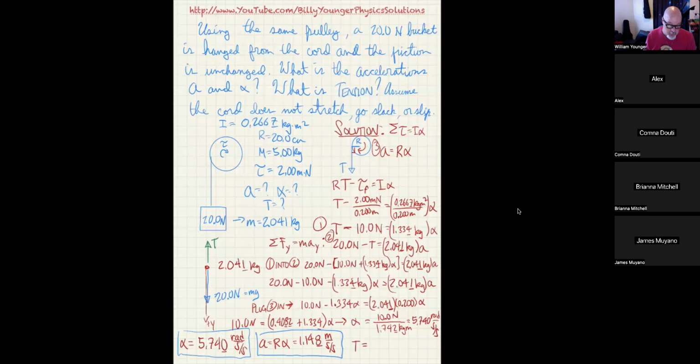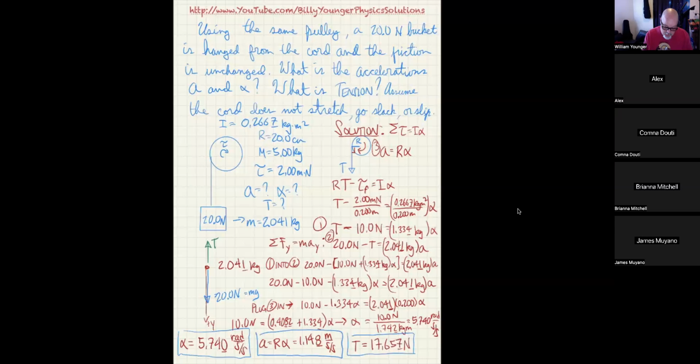That gives me 7.657. Now I'm going to add 10 to that, because equation 1 says 10 plus that is the actual tension. So I get 17.657 newtons is the actual tension.